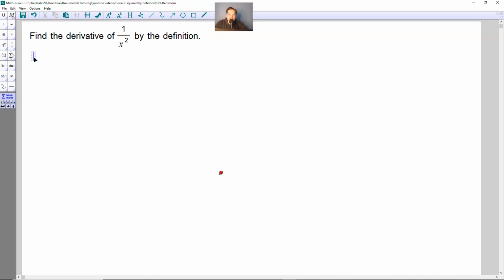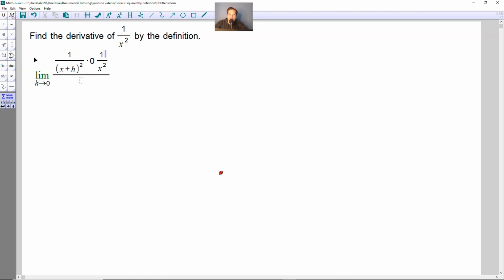And this one, let's take a look at finding the derivative of 1 over x squared by the definition. So we need to begin by finding the following limit. The limit as h approaches 0, and then here I'm going to have the following. 1 over, and x has to be replaced with x plus h for the first one. And then you're going to subtract from this 1 over x squared, like this.